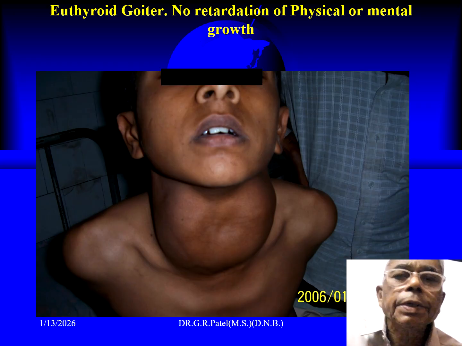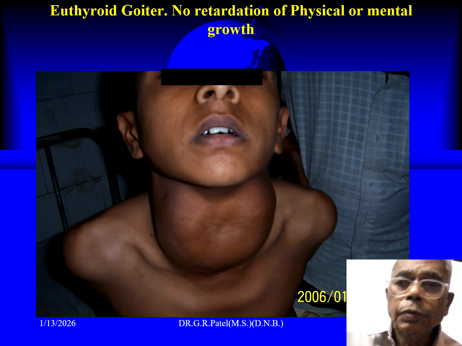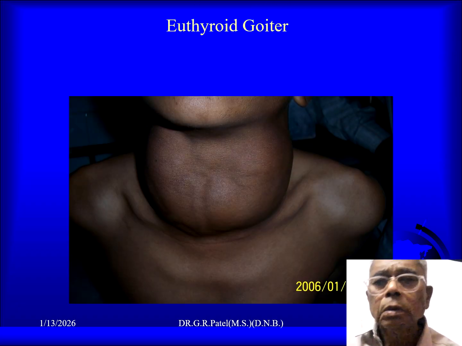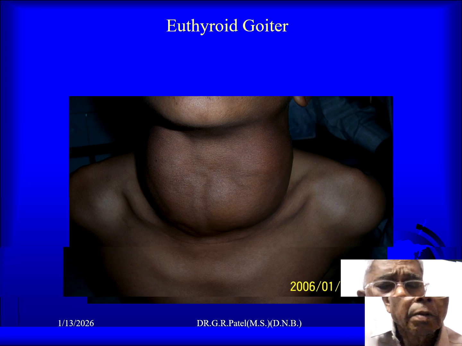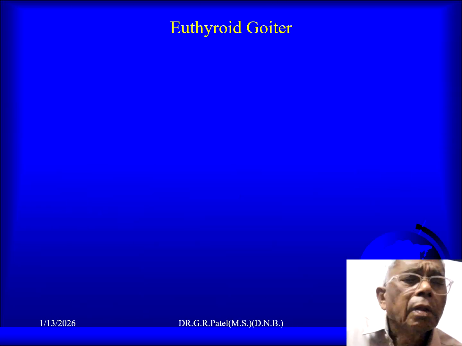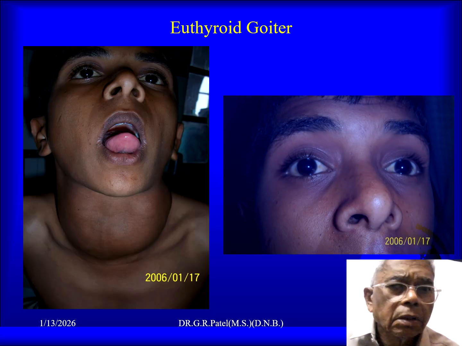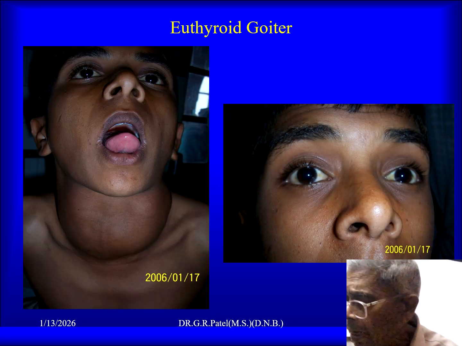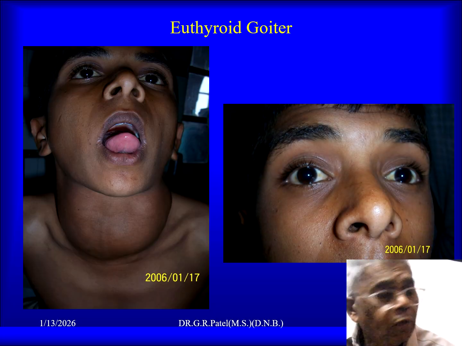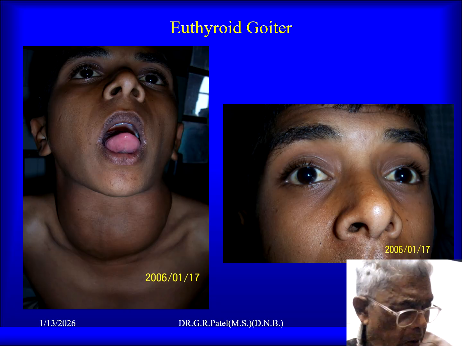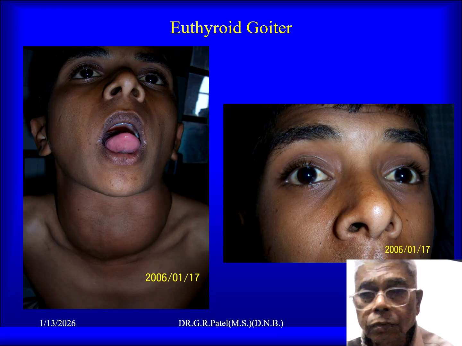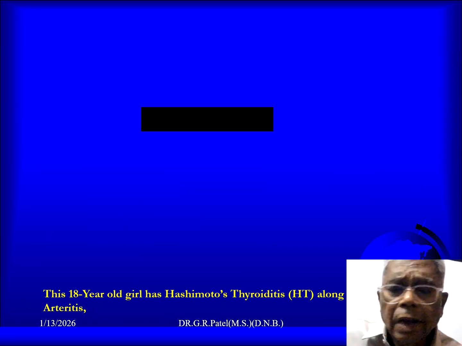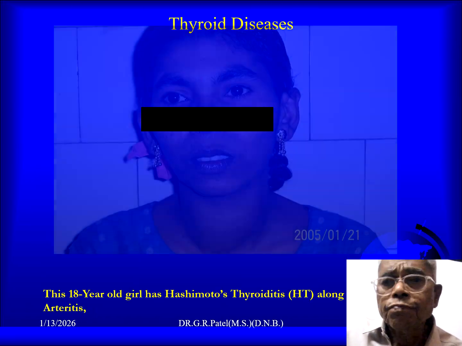Euthyroid goiter, no retardation of physical or mental growth. Euthyroid goiter, prominent veins are seen on the surface. The identity of the patient becomes evident because thyroid disease may present with ophthalmopathy, so eyes cannot be covered and identity of the patient is difficult to hide in thyroid disease.